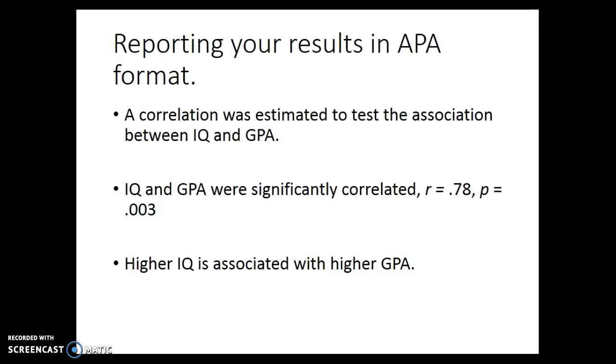The second thing you want to say is the results of the test. So what we have here is IQ and GPA were significantly correlated. Specifically, r was 0.78 with a p-value of 0.003. That tells your reader the strength and direction of the association. Finally, you want to say it in layman's terms here: higher IQ is associated with higher GPA. That's all you need to say for the correlation. Then you would go on to explain it in your discussion section.